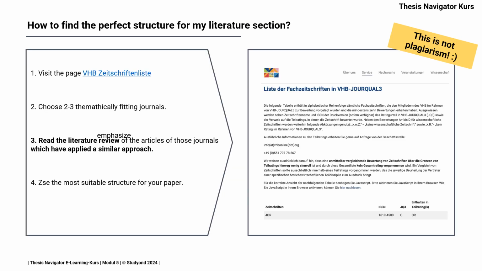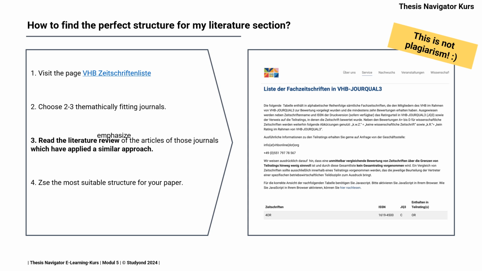Before we move on to specific examples and show you how the structure for the theoretical section is implemented in practice, we would like to point out how to most efficiently find the ideal structure for the literature section of your bachelor's or master thesis. The approach is simple and consists of the following 4 steps.